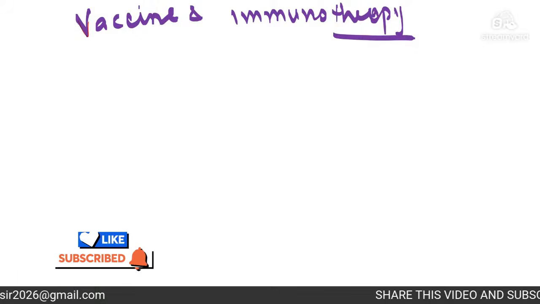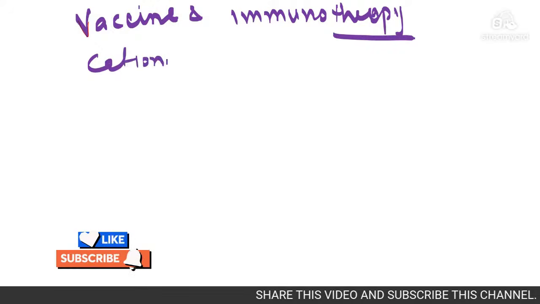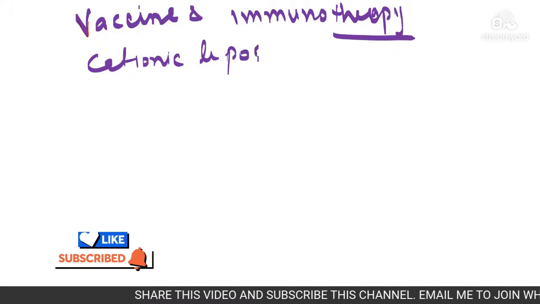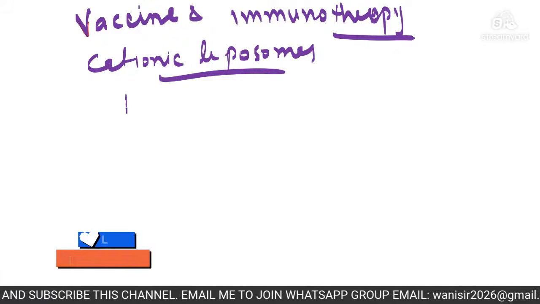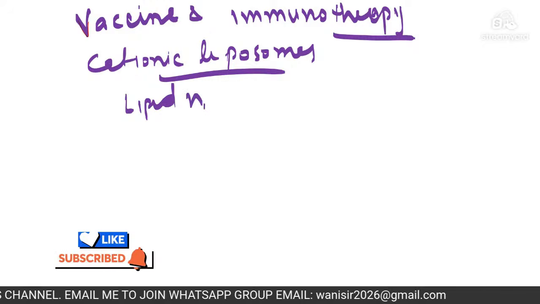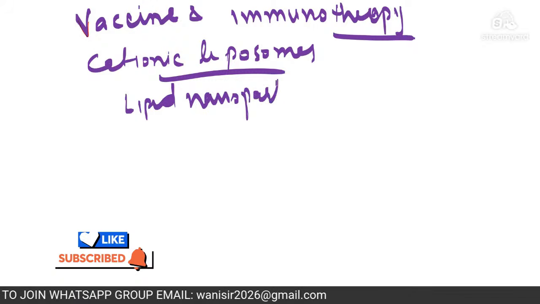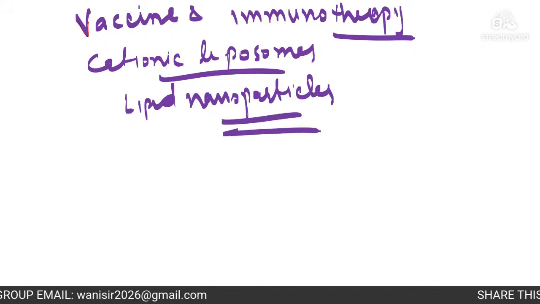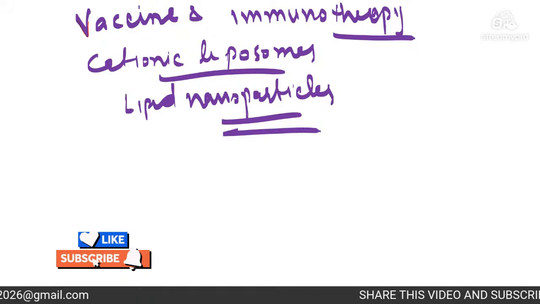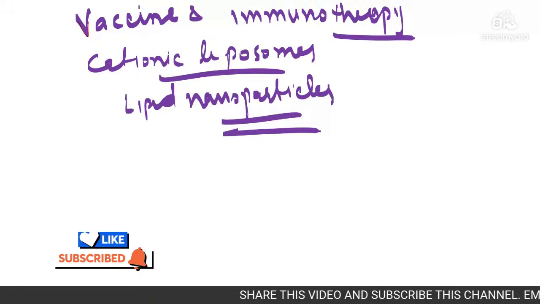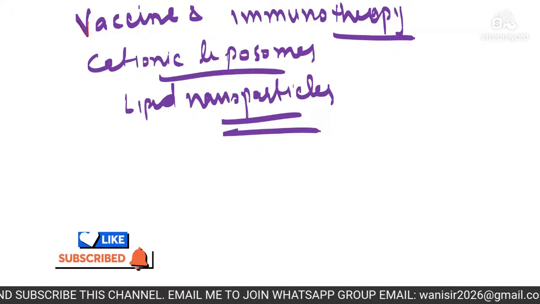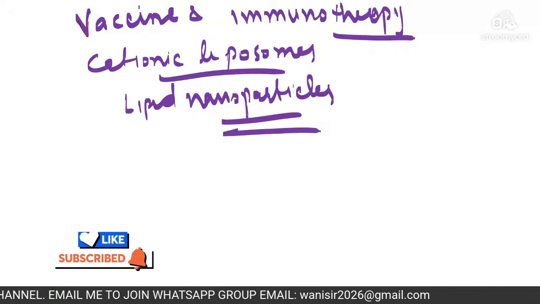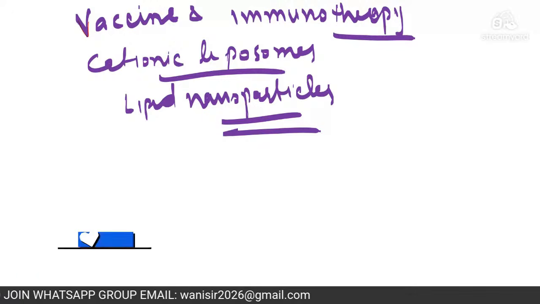Cationic liposomes, you need to remember, cationic liposomes and lipid nanoparticles can carry the DNA and mRNA encoding viral antigens. When injected, these complexes are taken up by the antigen presenting cells, which express the antigen and activate the T or B cell. I will explain you.